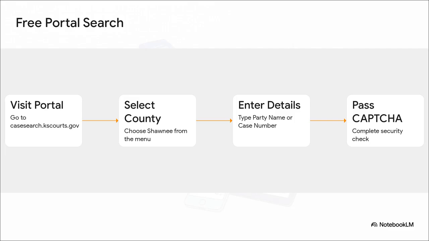First things first, navigate to casesearch.casecourts.gov. Now this next part is vital. Make sure you select Shawnee from the drop-down menu. If you don't, you'll be searching the entire state of Kansas. Then, simply type in a party name or a case number, pass the quick CAPTCHA test to prove you aren't a robot, and boom, your public records pop right up on the screen.